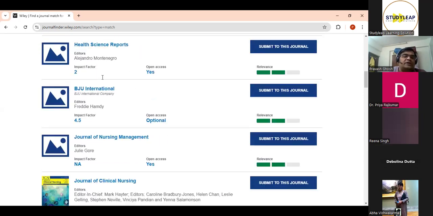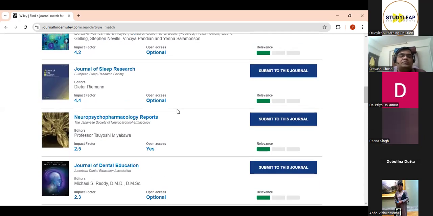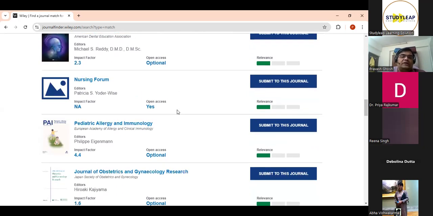Almost the same, they are giving the impact factor and open access, but they are not giving time to acceptance. So what should we do in this case? We should go to the journal website and see the aim and scope, the first decision, the second decision, the final publishing date, how much time they take, and the abstracting and indexing.